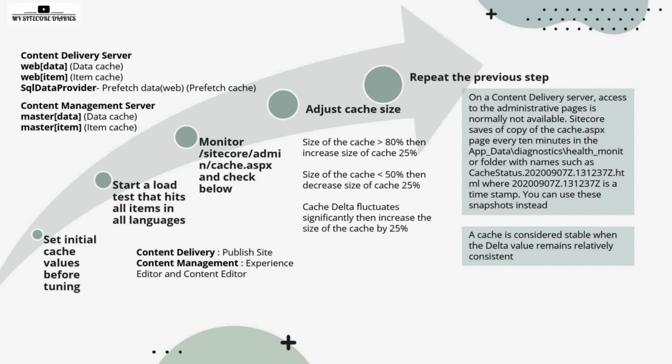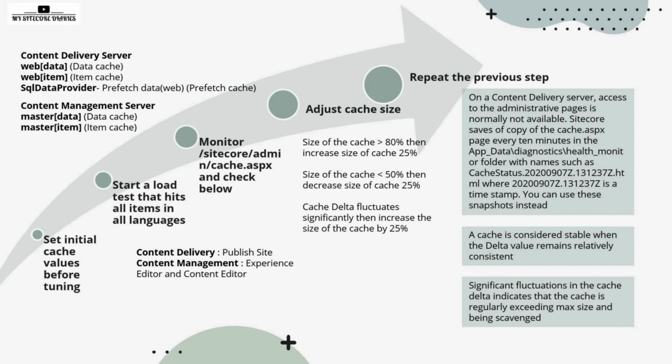A cache is considered stable when the delta value remains relatively consistent. If you see the admin page, you have a delta value there. If that delta value remains the same, then you can say your cache is stable. Significant fluctuation in the cache delta indicates that the cache is regularly exceeding max size and being scavenged. So the delta fluctuation is very important. If it is fluctuating, then you need to work on your cache tuning.